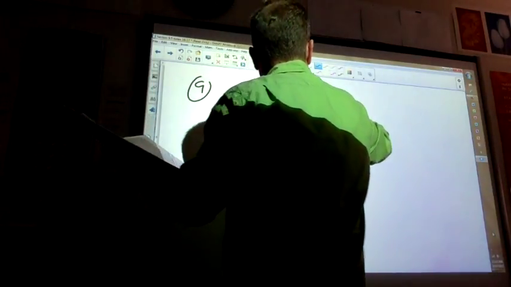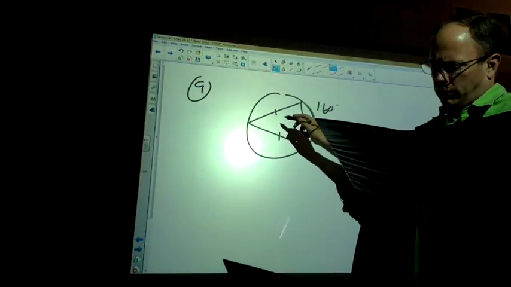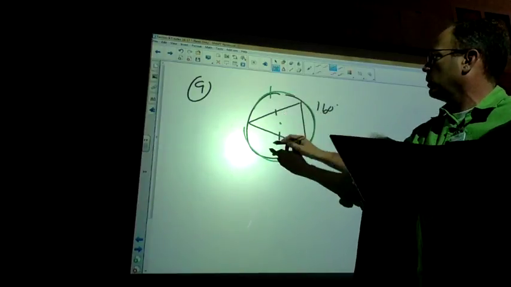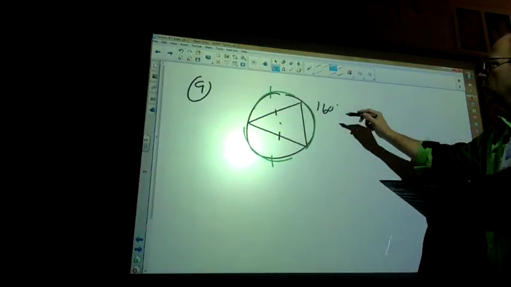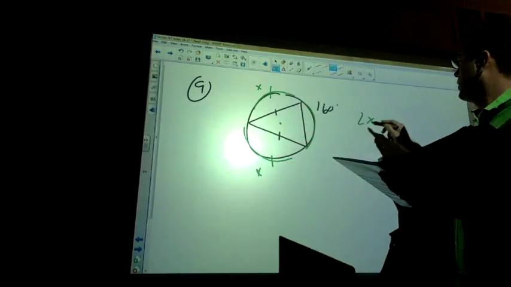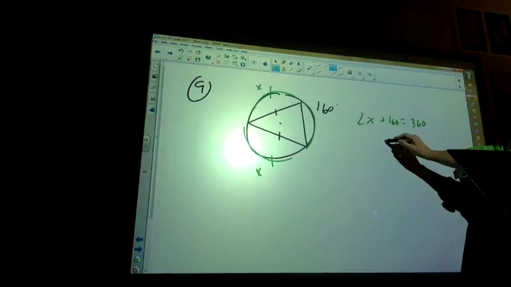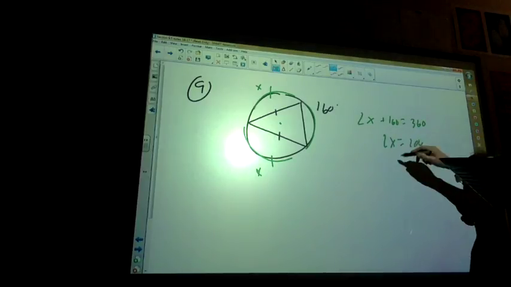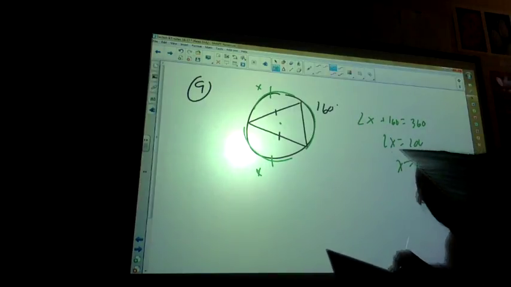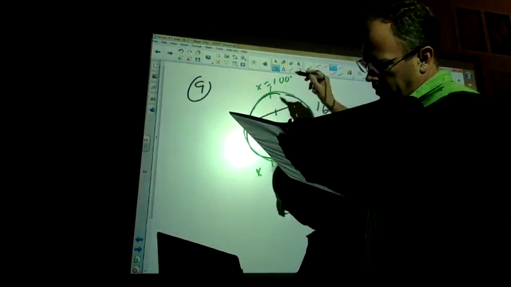So that's 160 degrees right here, right? If these chords are the same, you should have a center here. That means that this and this have to be equal to each other as well. So if you called this x and this x, that would be 2x. 2x plus 160 equals 360. So 2x equals 200. So x equals 100. So then segment xy would be 100 degrees.